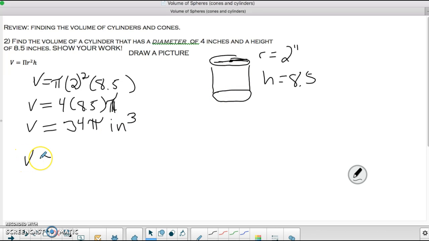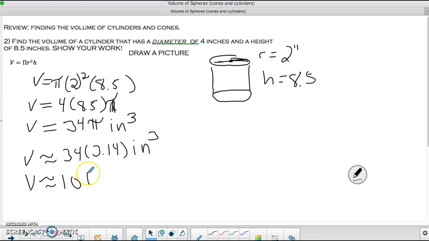And if I go to estimate it, it's 34 times 3.14 inches cubed. And I'll get, using your calculator, which you all should be doing, this is 100. Oops. So the volume of that cylinder is approximately 106.76 inches cubed.